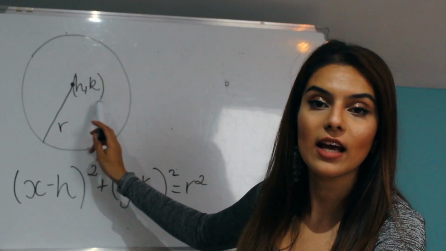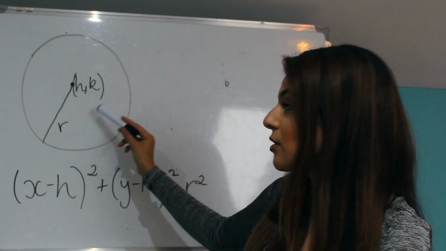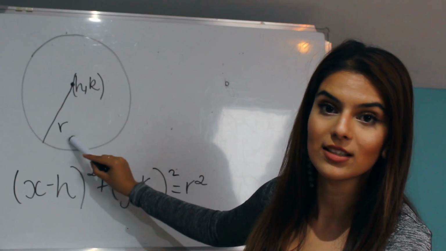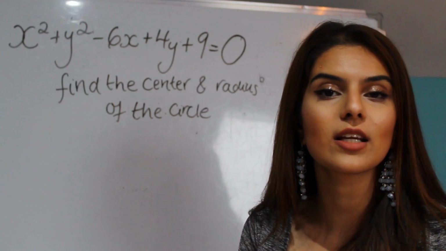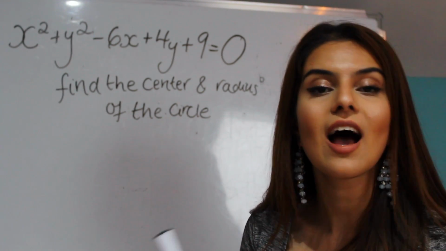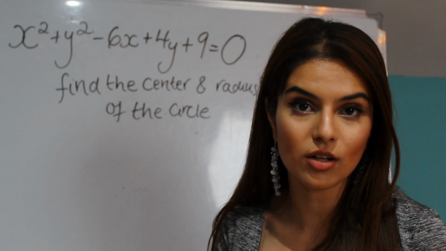We can see the h and k are the x and y coordinates of what is meant to be the centre of the circle, and we can see that this would be the radius. Now let's do an example. So if we have an equation of a circle and we need to find the centre coordinates and the radius of the circle, we will simply use completing the square to solve it.